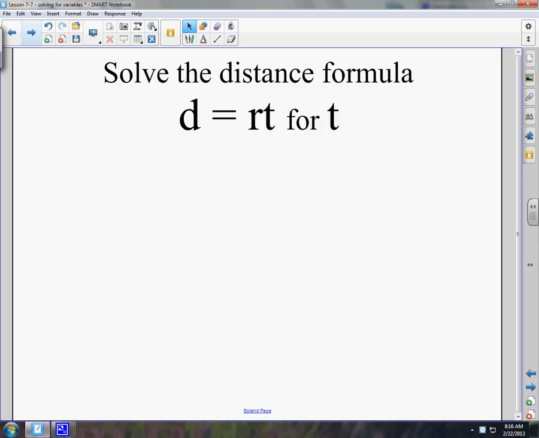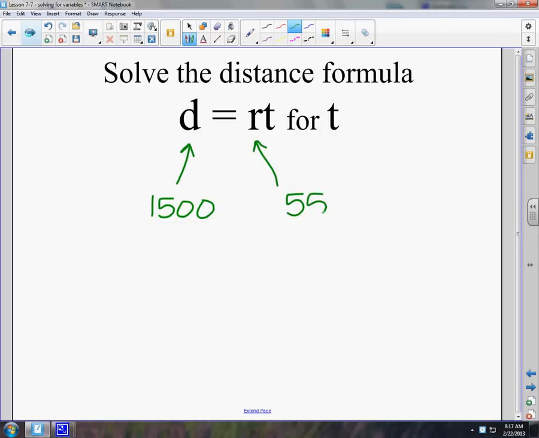Okay, so try this one. Solve the distance formula, D equals RT, for T. People do this all the time. Let's say I'm going to Florida and it's 1,500 miles, and I'm going to drive 55 miles an hour. How long will it take me? People do this all the time because they want to know how many hours it is going to take. So try this, solve for just T.